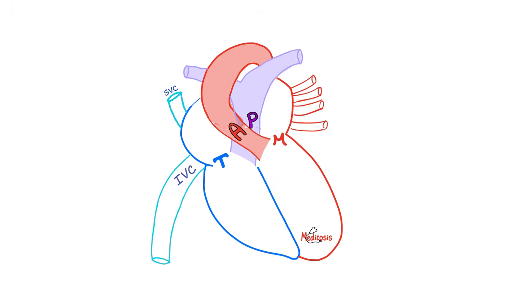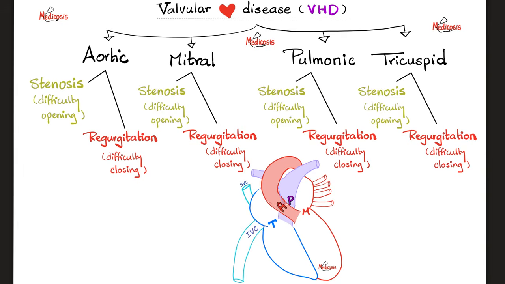So how many cardiac valves do we have? The answer is 4. There is the mitral valve between left atrium and left ventricle, tricuspid valve between right atrium and right ventricle, aortic valve between left ventricle and the aorta, pulmonic valve between the right ventricle and the pulmonary trunk. Each one of these 4 heart valves can have pathologies.